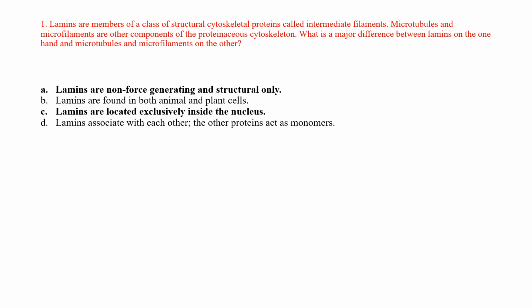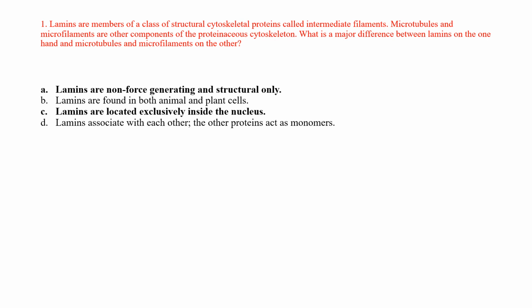So as you can see, lamins, like intermediate filaments, are going to be mostly non-force generating and structural only, whereas microfilaments such as actin and myosin in some muscle cells can actually generate movement, and the microtubules will actually have movement along its own carrier proteins along the microtubule itself. Lamins are known not to do that. Lamins are found in animal and plant cells just like microtubules and microfilaments. That is a similarity. However, lamins are located exclusively inside the nucleus, which is true.